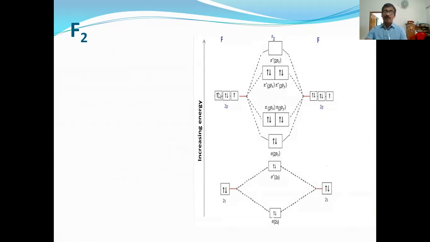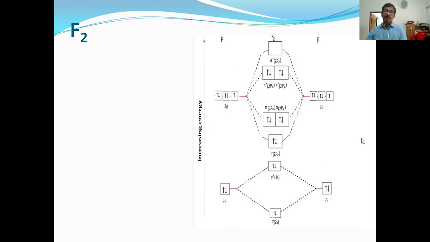5 plus 2, 7. 7 plus 7, 14 electrons are present. 2 here, plus 2 here, 4. Plus 2, 6. Plus 2, 8. Plus 2, 10. Plus 2, 12. Plus 2, 14. All the 14 electrons are entered here.